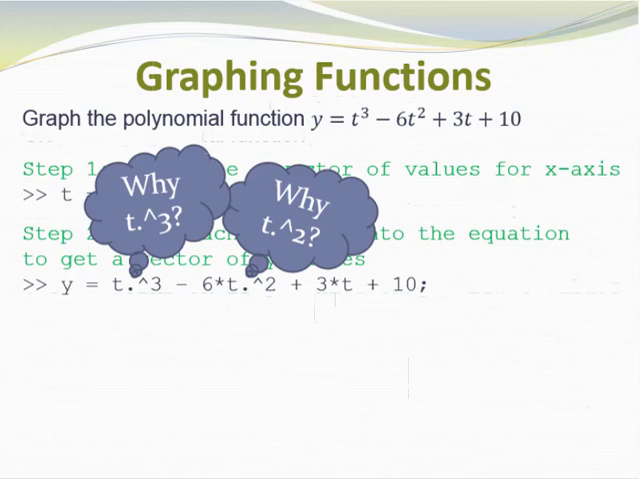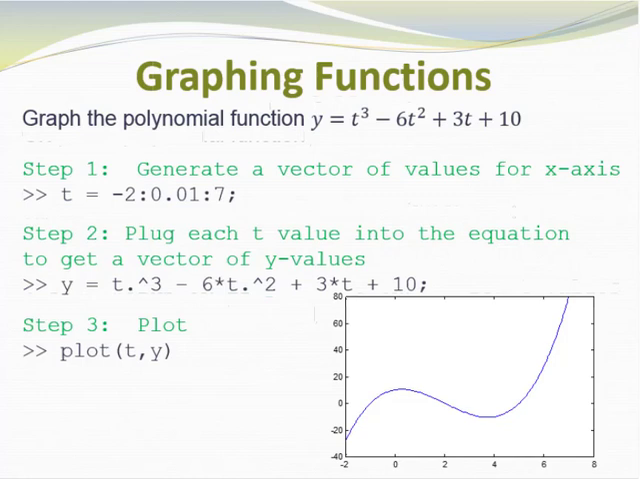So now I have the values that I want to go on my x-axis. They're stored in a vector called t. I have the values that I want to go on the y-axis. They're stored in a vector called y. So I'm ready to plot. Plot t comma y, and I get this polynomial curve.